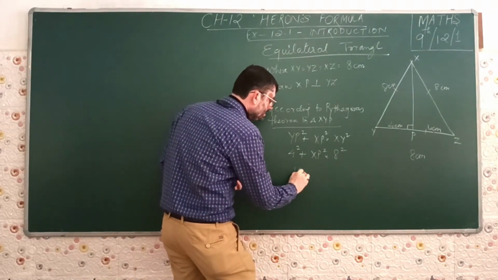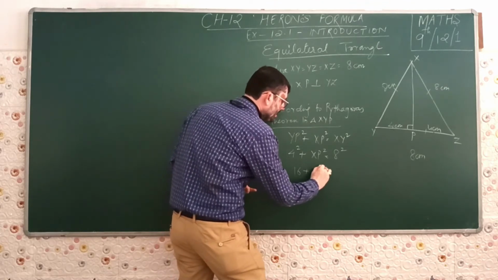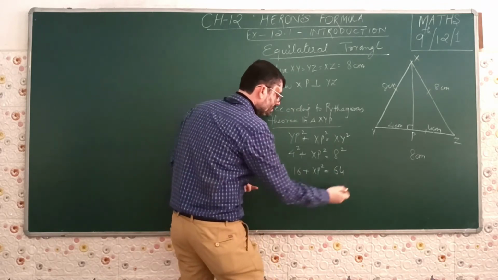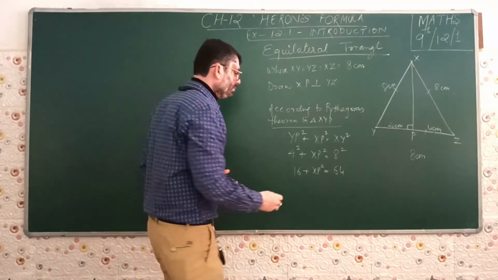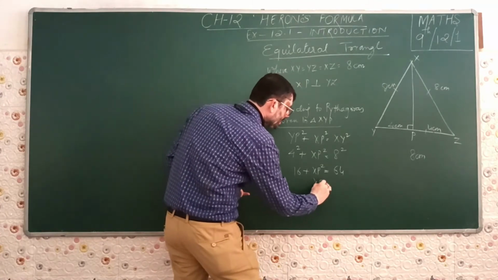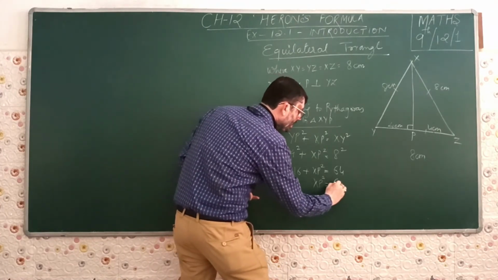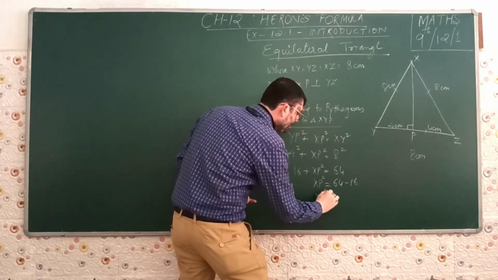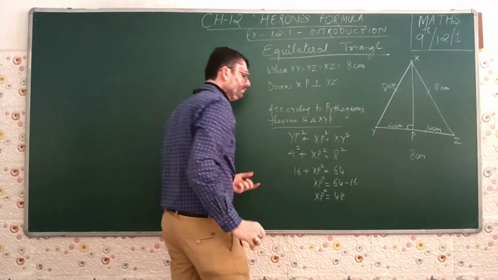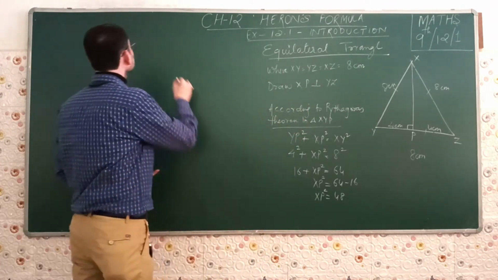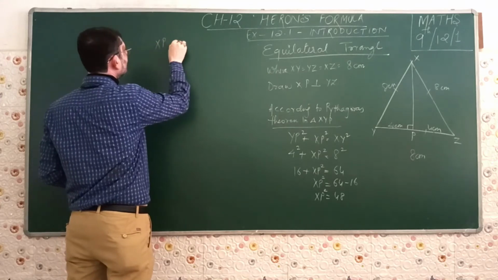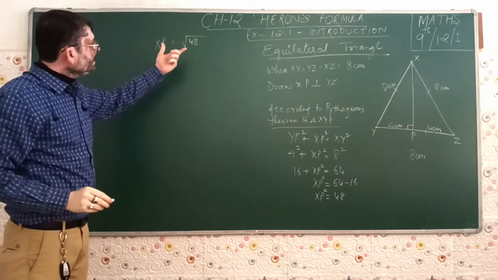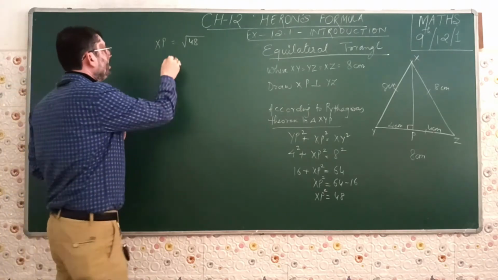This is 4 square, 16, plus XP square is equal to 8 square, 64. Take the 16 to the other side for simplification, as we have done in linear equation in one variable. So XP square is 64 minus 16. So XP square can be written as 48, and we need to find the square root of XP now. If we remove the square part to the other side, this is root 48. And this also, finding square root, we have learned by factor method.